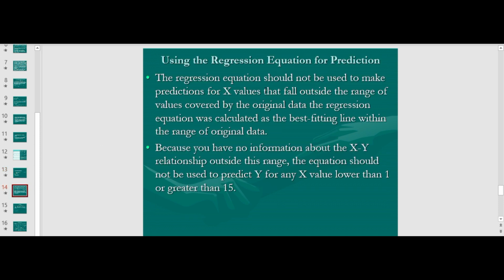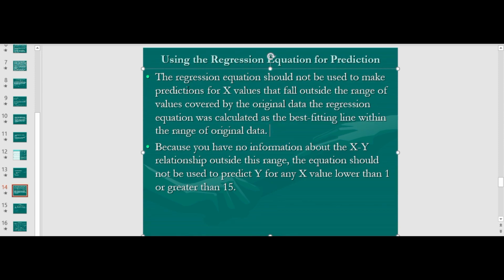The regression equation should not be used to make predictions for x values that fall outside the range of values covered by the original data. The regression equation was calculated as the best fitting line within the range of the original data. Whatever x value we put in this equation must come from the set of data for which this best fitting line was calculated. Beyond the original data, we cannot predict y by putting in any x value, because we have no information about the x-y relationship outside this range.